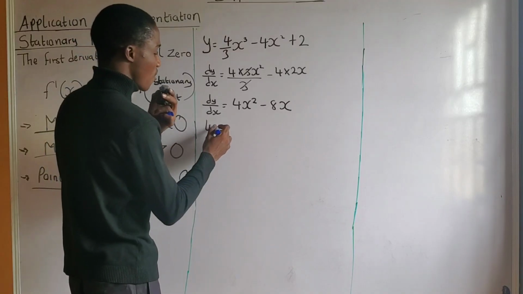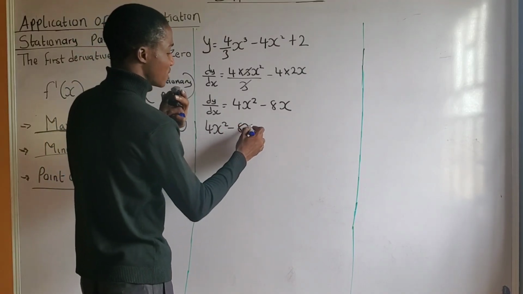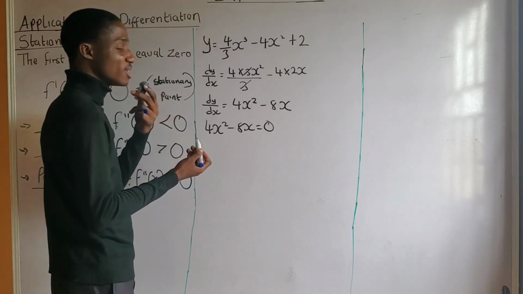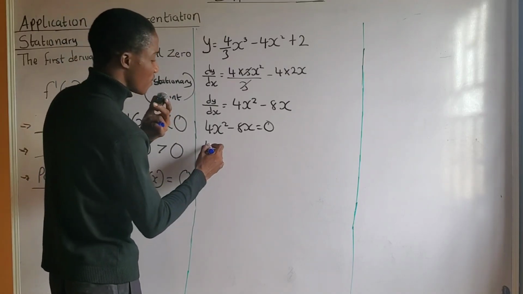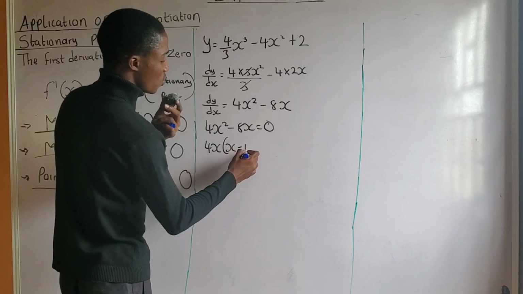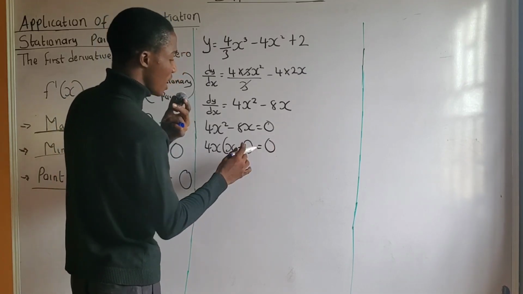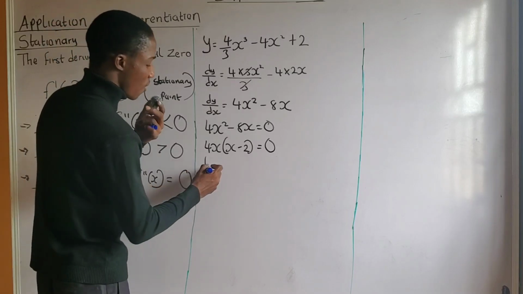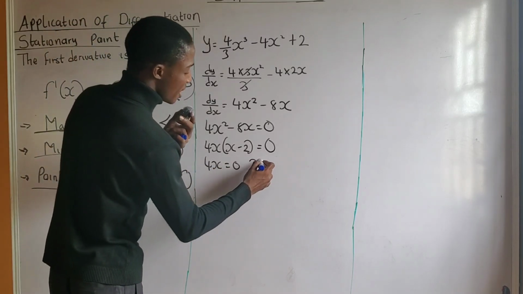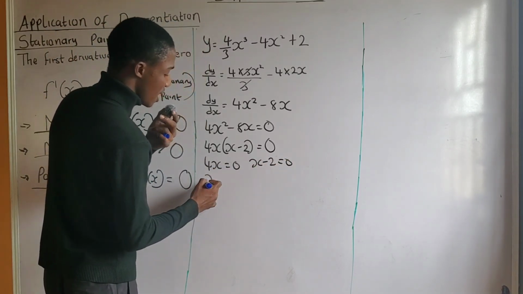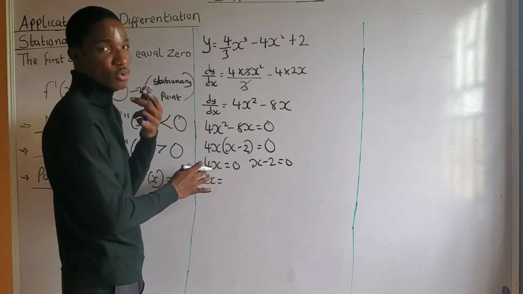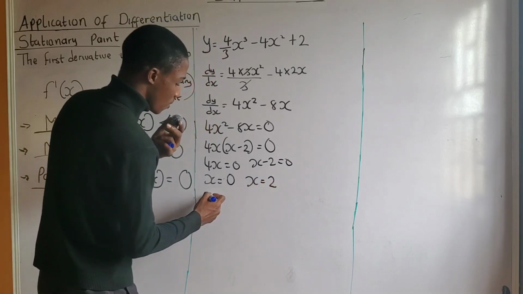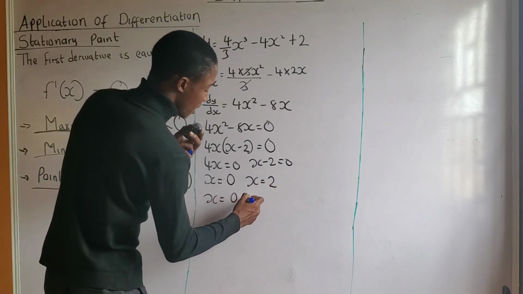As a stationary point, the first derivative of that function is equal to 0. So I'm going to have 4x raised to the power of 2 minus 8x equals 0. Okay, let us get the value of x. I'm going to have 4x times x minus 2 equals 0. Now, 4x equals 0 or x minus 2 equals 0. x equals 0 because 0 divided by 4 gives 0, or x equals 2. So therefore, the stationary points of this function are at x equals 0 and x equals 2.